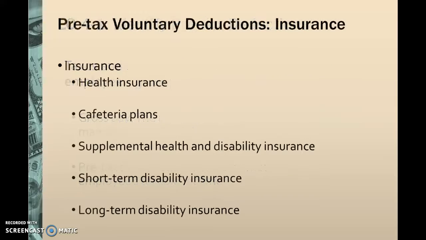Some of the voluntary deductions that can take place is insurance, which is health insurance. Some companies have a cafeteria plan, supplemental and disability insurance, short-term disability insurance, and long-term disability insurance. And this is covered on page 114 and 115 in your book.